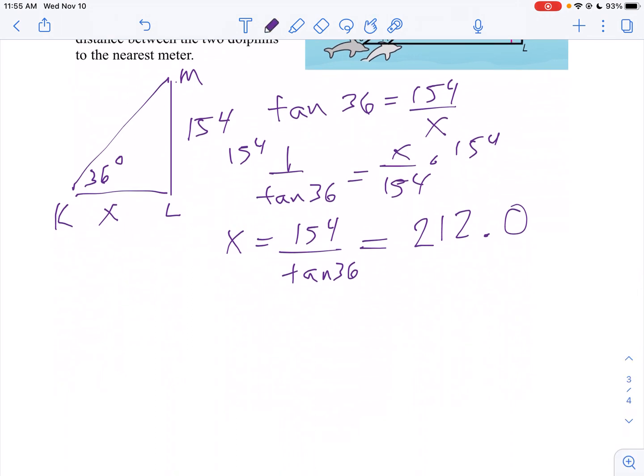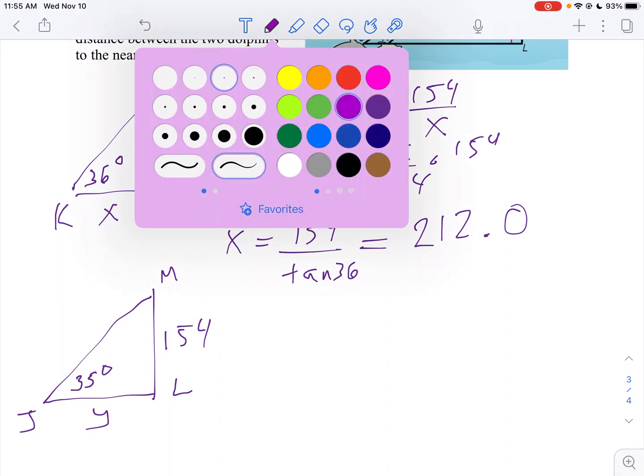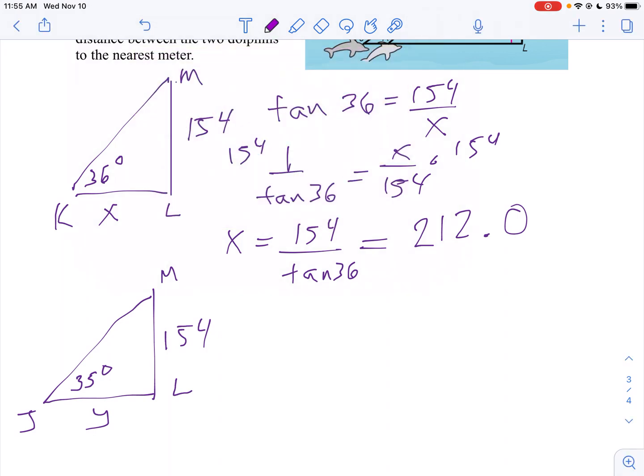So on the further one, the only difference is it's going to be M, L, and J this time. And I still have my angle of depression, which is 35 degrees. It's still 154. I think I'll call this Y. And we're going to change colors so it doesn't get so confusing when I look at the previous one. So I'm going to say, oh, the tangent of 35 degrees equals my opposite, which is 154 over Y.